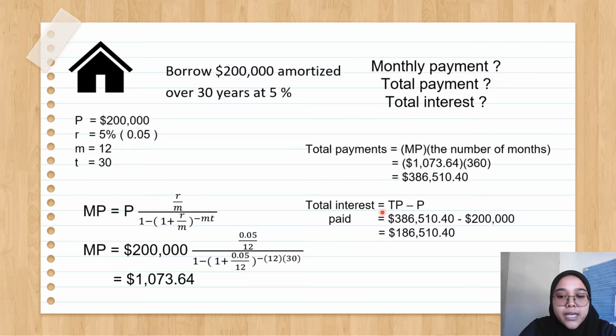Okay, next we find your total interest paid. Total interest paid equals total payment minus principal. Our total payment is $386,510.40 minus $200,000. So the total interest paid we get is $186,510.40.